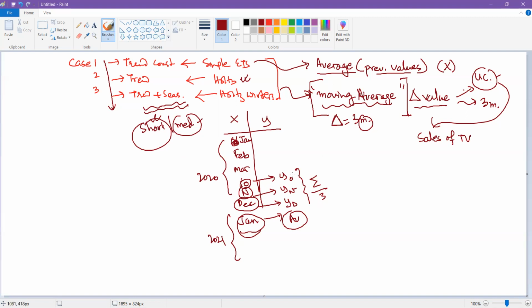The window is going to change. The reason why it is called moving average is because this window of 3 months is going to change. For example, tomorrow, if you want to predict my sales for February, and because you have a delta of 3, what will be the 3 months now? November, December, January. This is going to be your window, right?